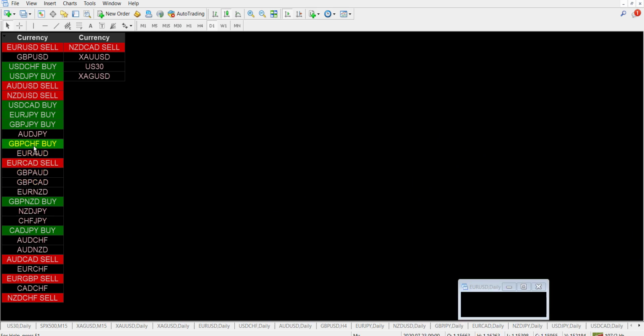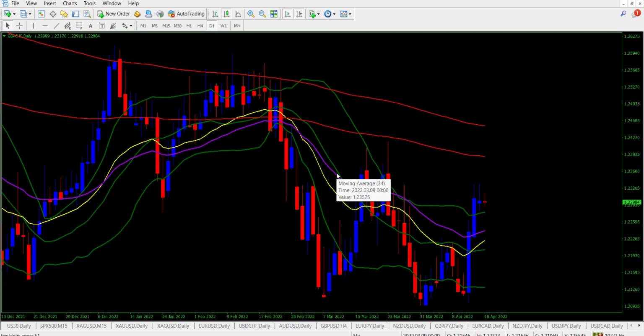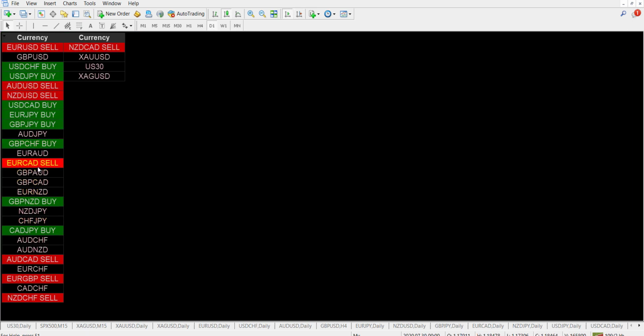The next is pound CHF. The overall trend in pound CHF is down. All the moving averages are pointing towards the downside, so I will just ignore this trade because it is against my system rules, so I'll just ignore this pair.